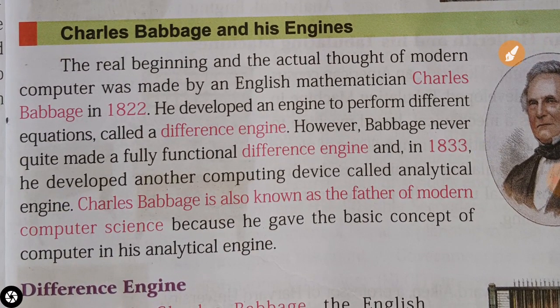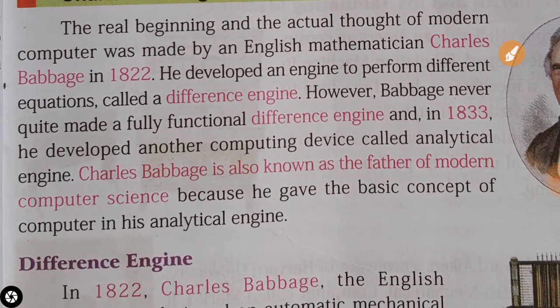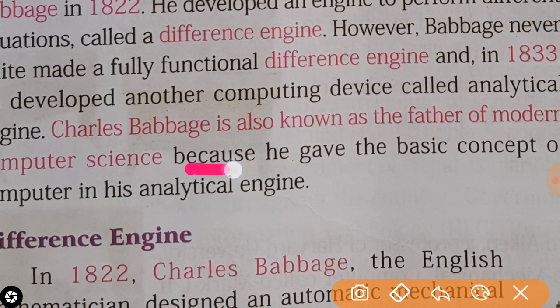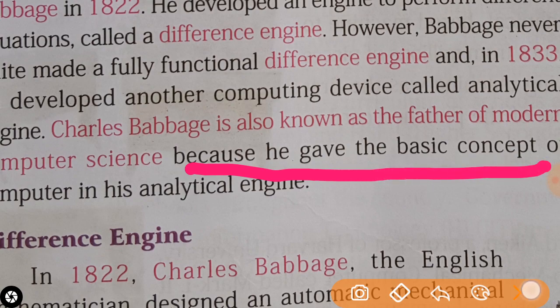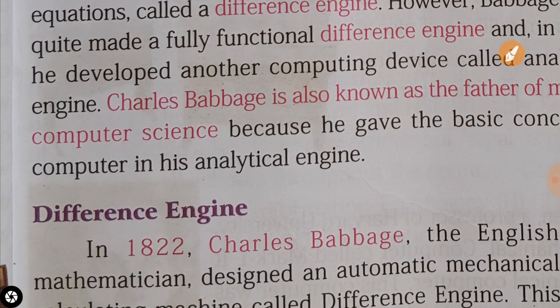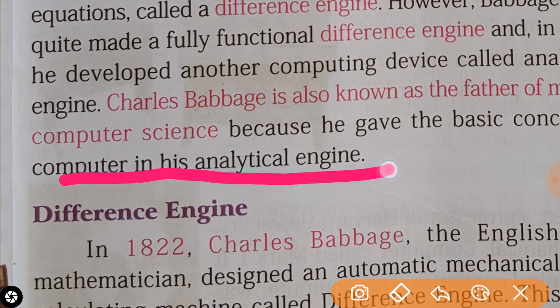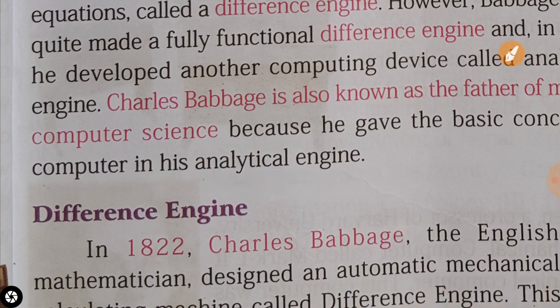The real beginning and the actual thought of modern computer was made by an English mathematician, Charles Babbage, in 1822. He developed an engine to perform different equation called the difference engine. However, Babbage never quite made a fully functional difference engine, and in 1833 he developed another computing device called analytical engine. Charles Babbage is known as the father of modern computer science because he gave the basic concept of computer in his analytical engine. So he is known as the father of computer.